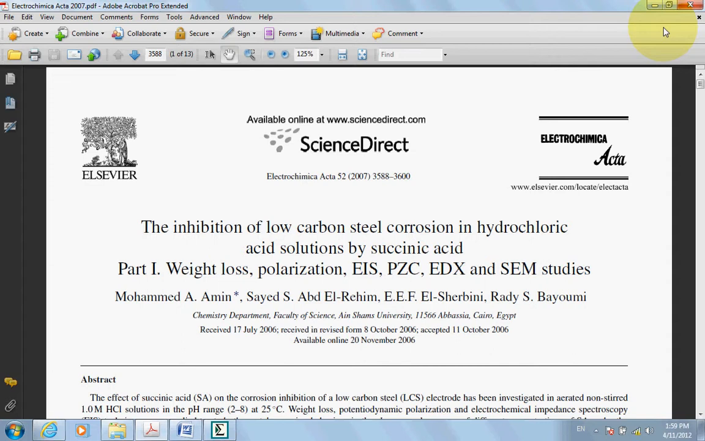Several electrochemical and chemical techniques have been used in this article, as the authors claimed: weight loss, polarization, electrochemical impedance spectroscopy, the potential of zero charge, EDX, and scanning electron microscopy. I claim that all the data presented in this article are fake, and I will give clear evidence and crystal clear proof of that.